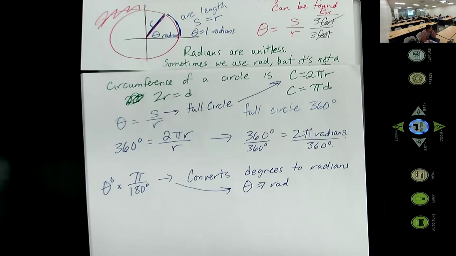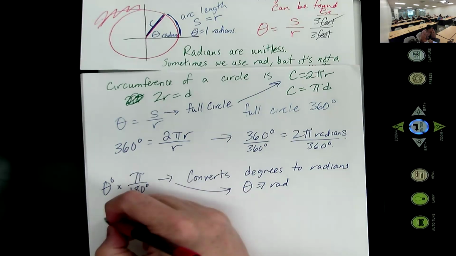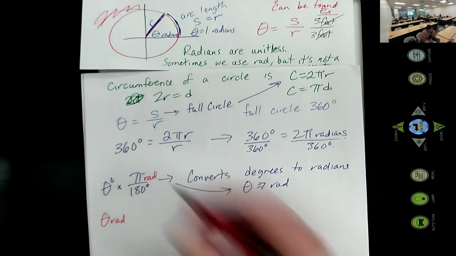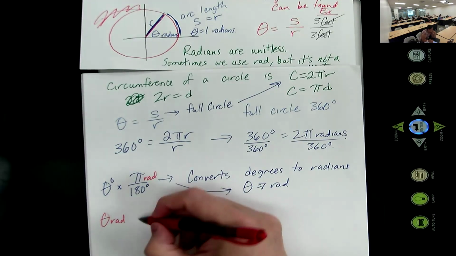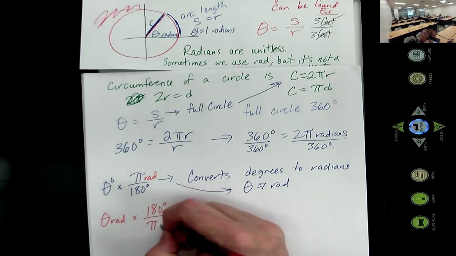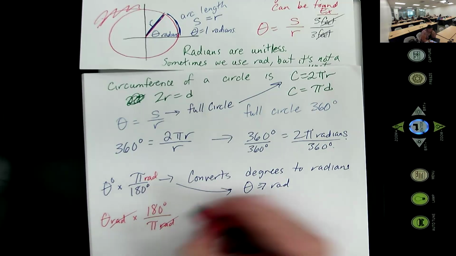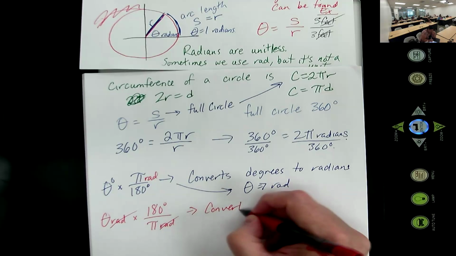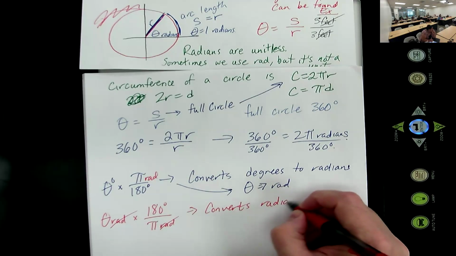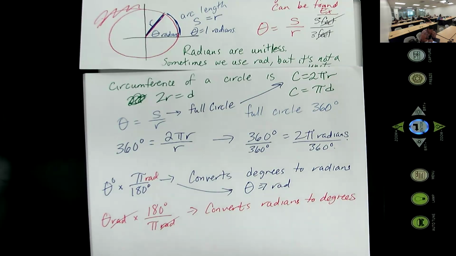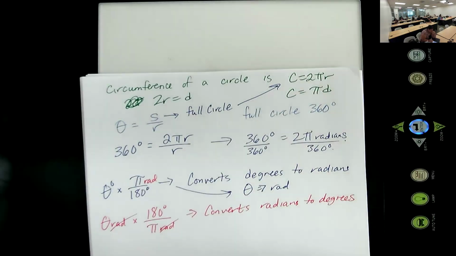And if we use that upside down, if theta is in radians, because the pi is like a radian, multiply this by 180 degrees over pi radians. The radians cancel, and this converts radians to degrees. So that pi to 180 ratio is really important.